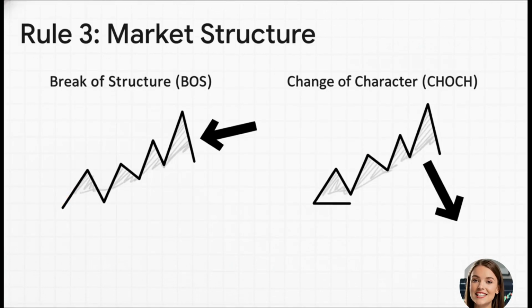Let's talk about that 3rd rule for a second, because it's super important. A break of structure, or BOS, is when price continues the trend, makes a new higher high in an uptrend. A change of character, or CHOCH, is the opposite. It's that first clue that the trend might be reversing, like when an uptrend suddenly makes a lower low. A valid order block has to cause one of these 2 things to happen.